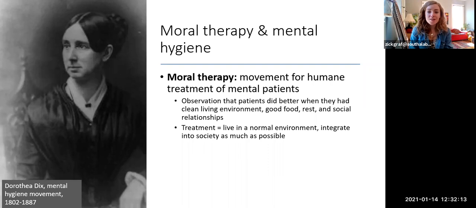There was also the observation that people's functioning improved when their physical conditions improved. So institutionalized patients did better when they had a cleaner environment, when they had better food, when they had more opportunities for rest and socialization. So there was this growing understanding that maybe a way of treating and rehabilitating people with severe mental illness was to try to intervene on their physical environment, to try to improve their physical health, to try to make them feel physically better, to give them a clean, safe, dignified place to live, and to integrate them back into society.